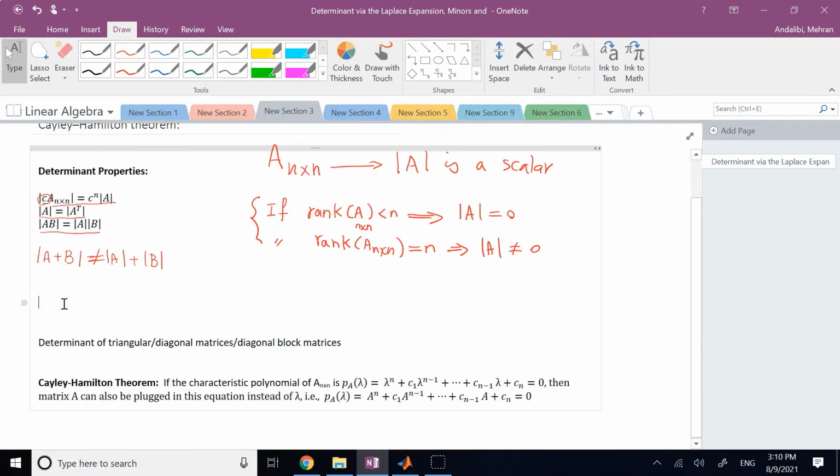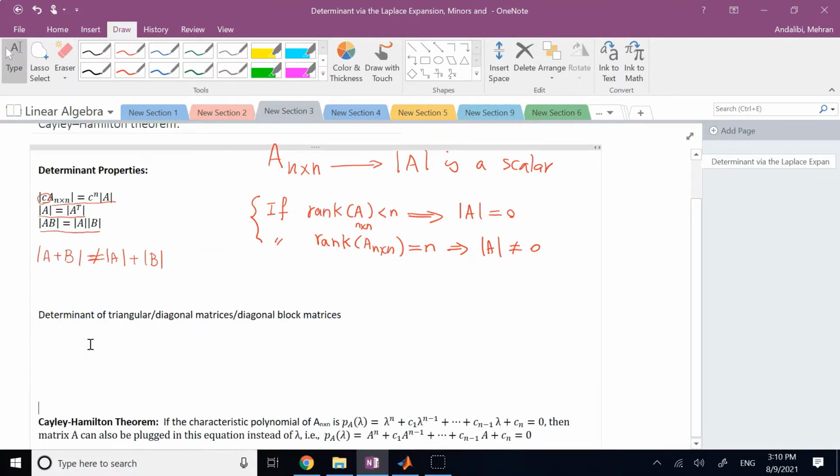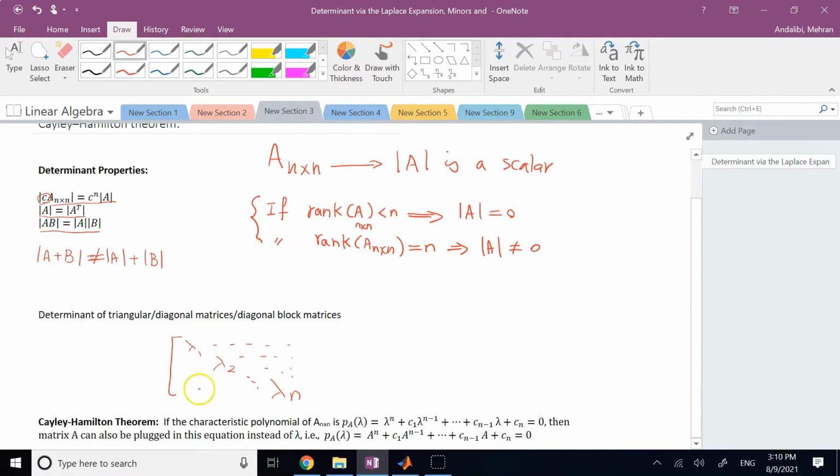What are they? Well, first of all, what about triangular or diagonal matrices? If you have a triangular or diagonal matrix, diagonals are a form of triangular, upper or lower, and you have numbers like, let's say, lambda 1, lambda 2, all the way to lambda n on the main diagonal. Here you have some non-zero numbers, and here you have a bunch of zeros. So let's say it's upper triangular. When you calculate the determinant of such a matrix, the determinant is going to be simply the product of the elements on the main diagonal.